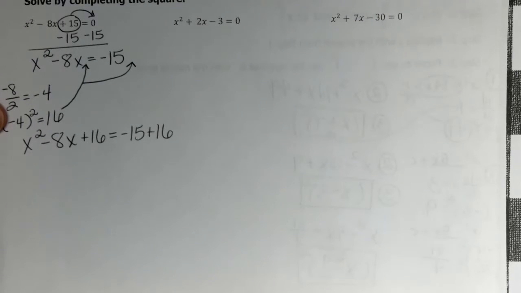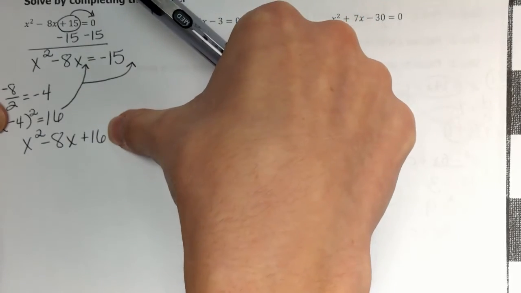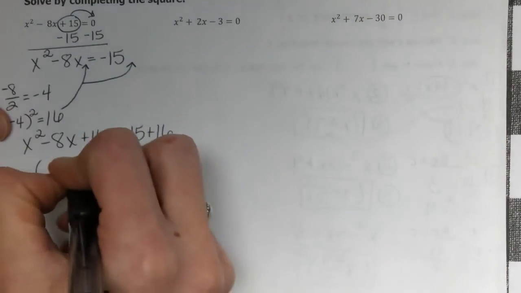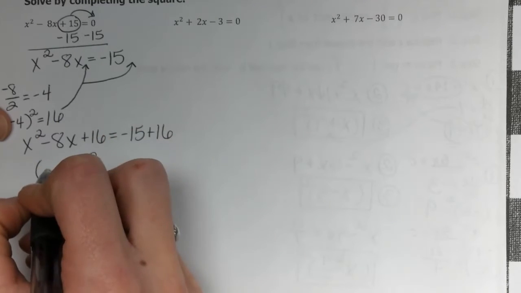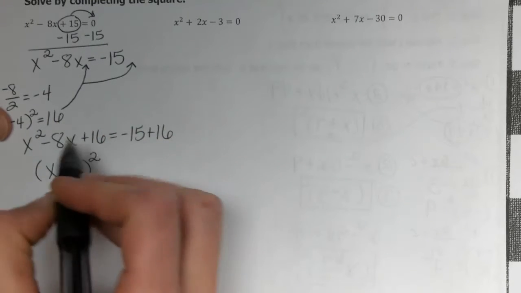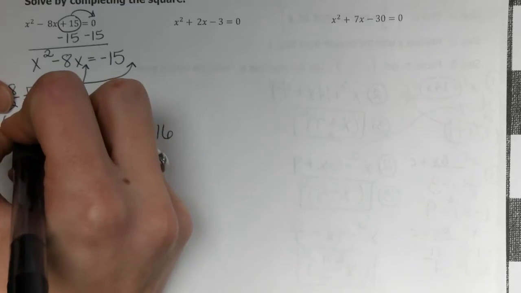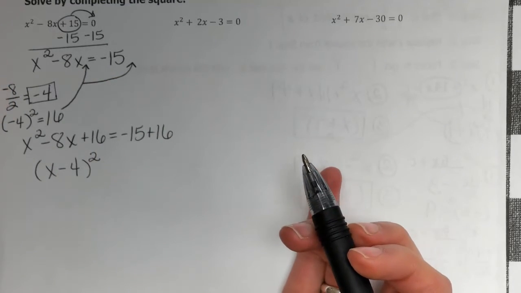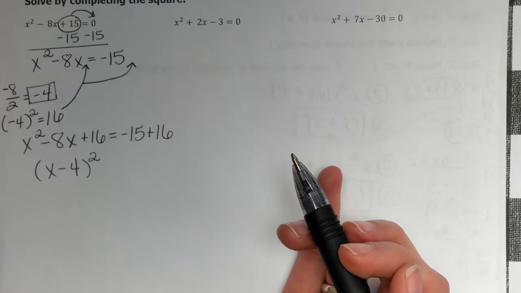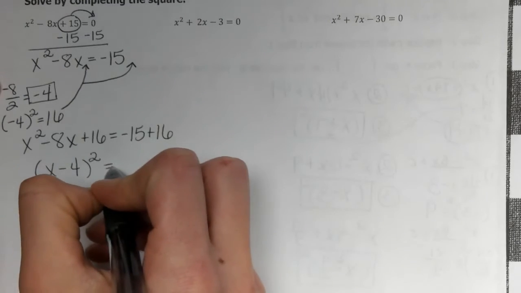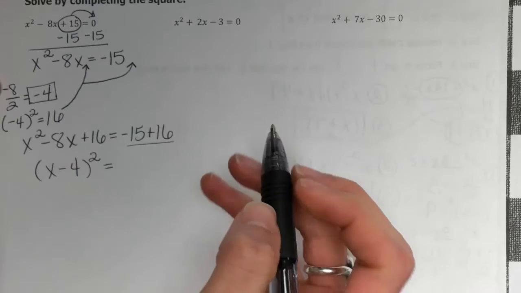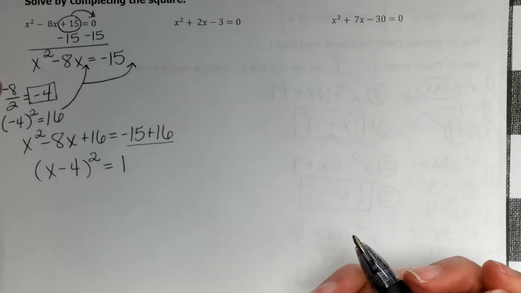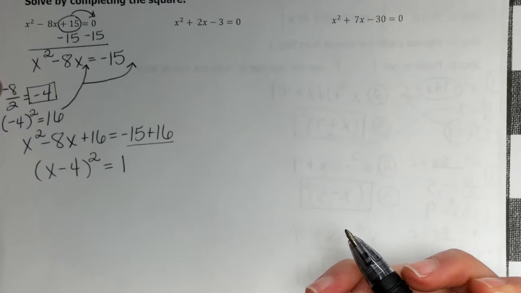Okay? On the left, I have a perfect square trinomial. So I'm going to get the left side in factored form. I'm going to have my parentheses squared, I'm going to have my x, and then the negative 4 that I got in my first step when I divided b by 2 is what I'm going to put there. Equals negative 15 plus 16, which I combined to give me 1. Y'all follow me? Yes. Okay.